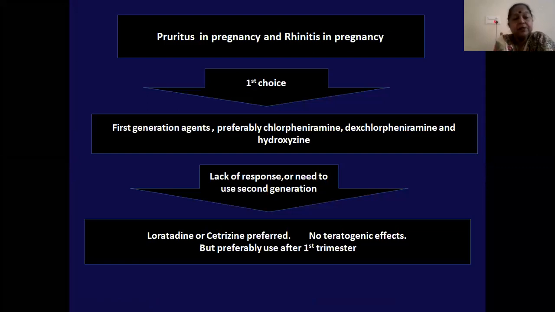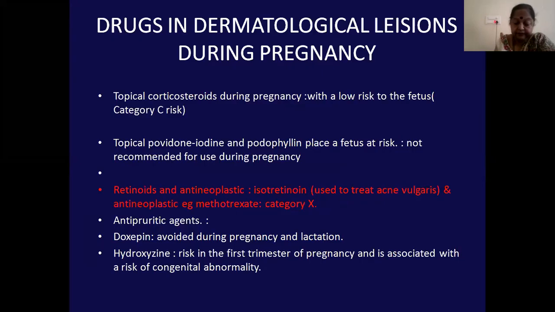Whenever the patient comes with pruritus in pregnancy, you have to investigate what the cause of pruritus is. Symptomatic treatment you can definitely give, but in pregnancy you should think of other causes of pruritus, like hepatitis or cholestasis. So you have to investigate. I'll not go into the investigations; I'm just talking about the treatment part. For rhinitis and pruritus, the first choice is a first generation agent: chlorpheniramine, dexchlorpheniramine, or hydroxyzine. If there is a lack of response or a need to use a second generation agent, then loratadine and cetirizine are preferred because there are no teratogenic effects.